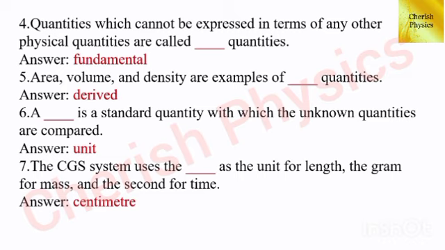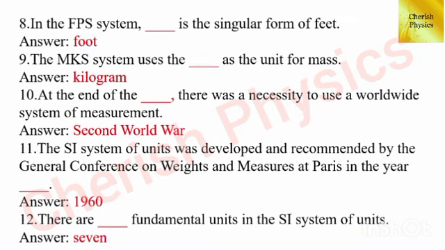The CGS system uses the dash as the unit for length, the gram for mass, and the second for time. The answer is centimeter for length. In the FPS system, FPS stands for dash. The answer is foot, pound, and second. The MKS system uses the dash as the unit for mass. The answer is kilogram. At the end of the dash, there was a necessity to use a worldwide system of measurement. The answer is Second World War.